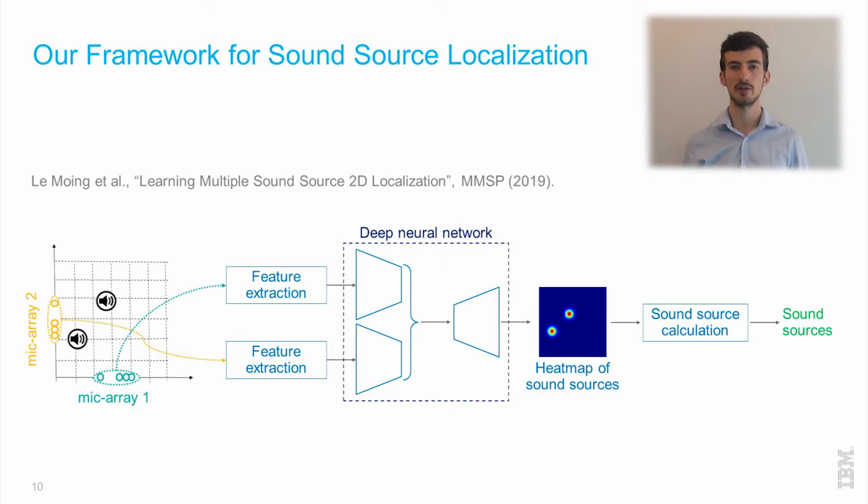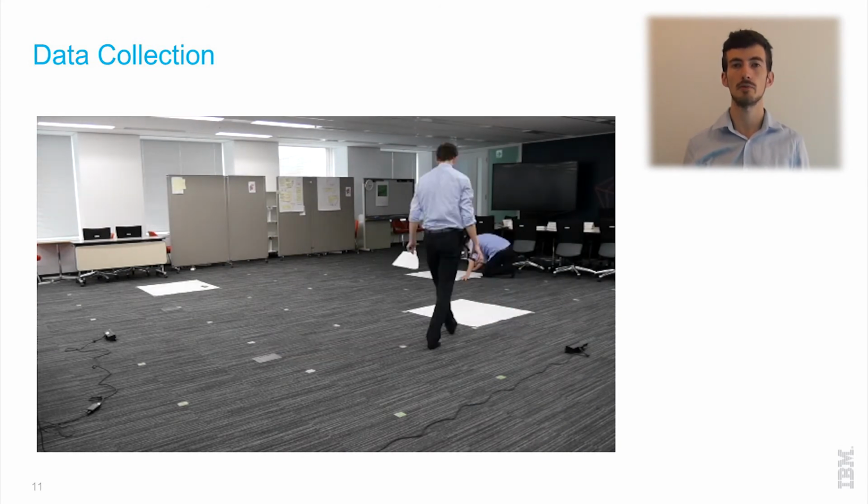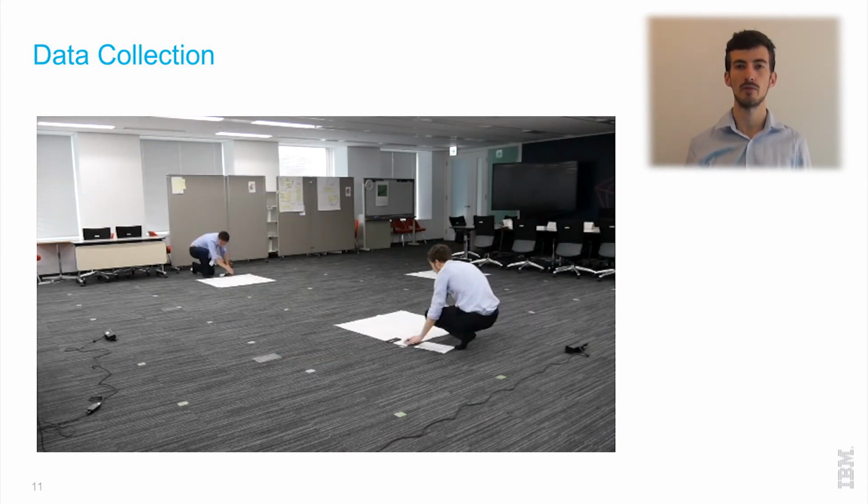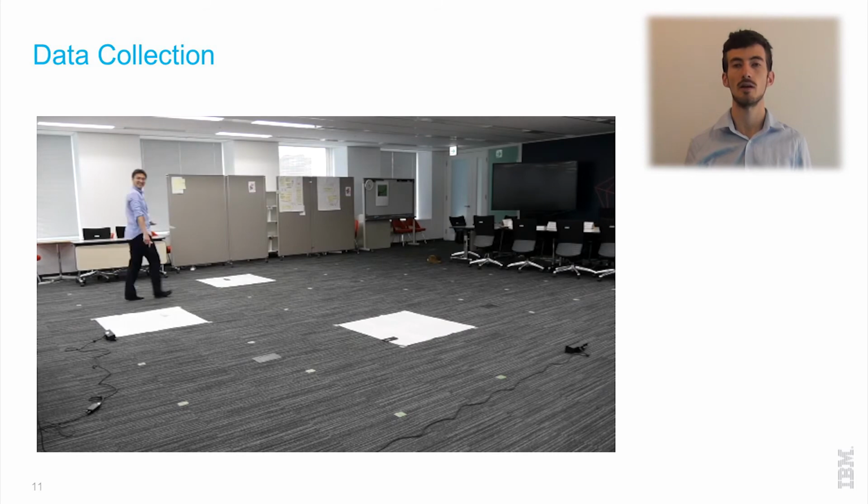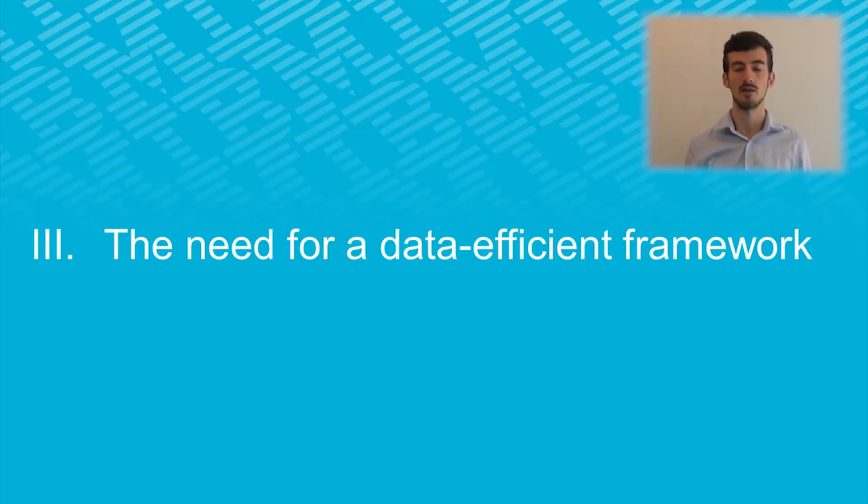In a previous work, we introduced a framework for this task. It consists in extracting and encoding features from different arrays independently and then decoding them together to obtain a heat map representation from which we can refine the final location of the sources. As you can see, recording real-world labeled data from different microphone configurations is a very tedious task. This is why in this paper we are interested in a more data-efficient framework.